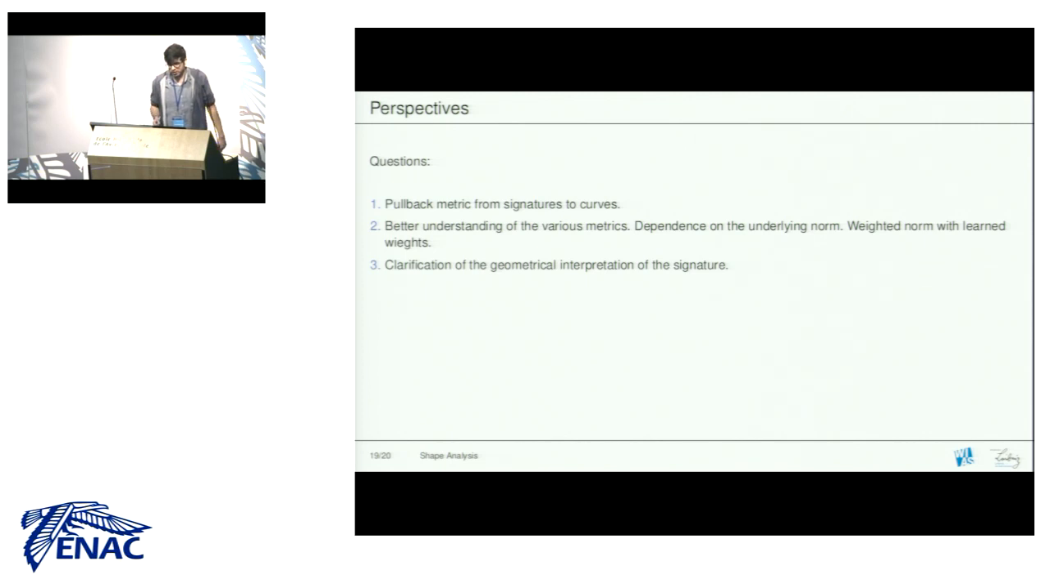You might want to have some quantitative notion of how it depends on these norms, and probably you can also use weighted L2 norms with learned weights. You can run this through a neural network and try to pinpoint the best weights to put in this norm for your particular example. And also clarification of the geometrical interpretation of the signature, as in this diagram I showed you previously.